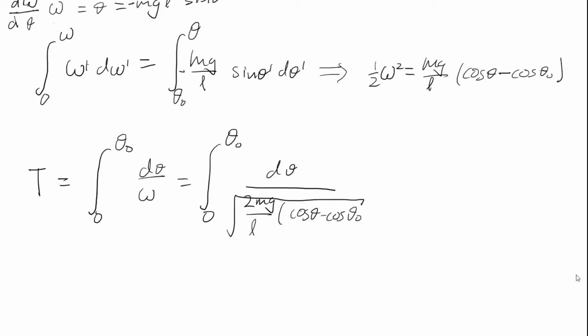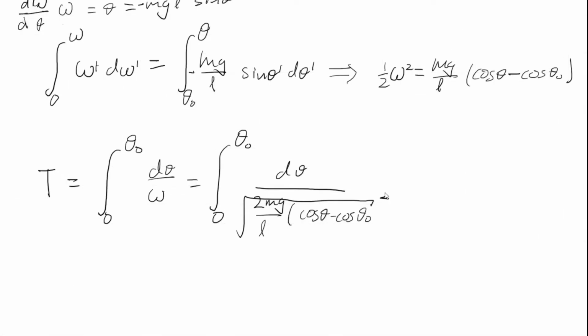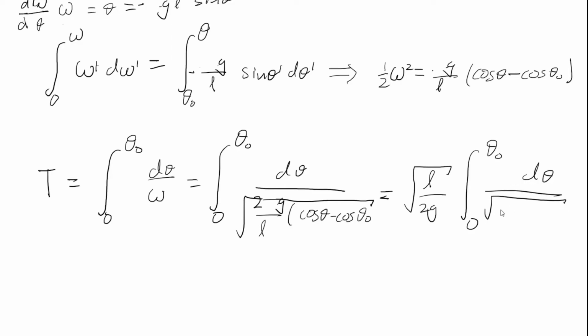So we can manipulate this expression here. By that I just mean make it a little bit nicer. Oh, I don't know where the m came in. There should be no m here. Sorry, the m should have canceled out earlier, but my apologies. So it's going to be the square root of L over 2g times the integral from 0 to theta naught of d theta over the square root of cosine theta minus cosine theta naught.